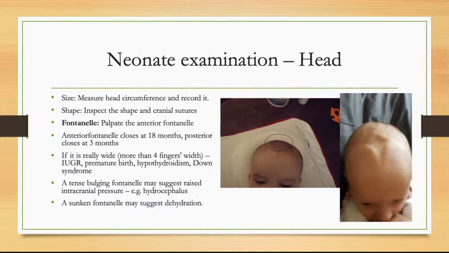And if it's really tense, if it's bulging, then it suggests a raised intracranial pressure. So you'd be worried about hydrocephalus. If the fontanelle itself is very wide, more than 4 fingers width, you'll start thinking about things like congenital hypothyroidism, if there's Down syndrome.